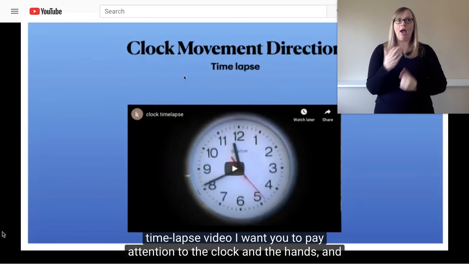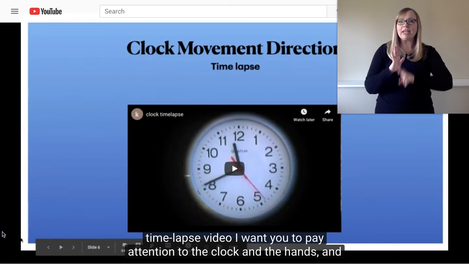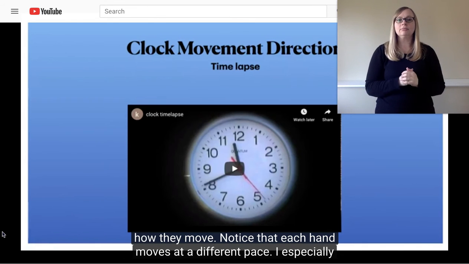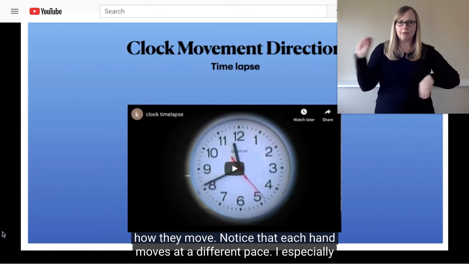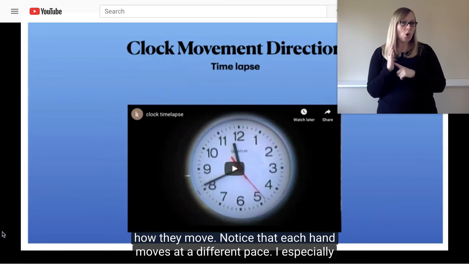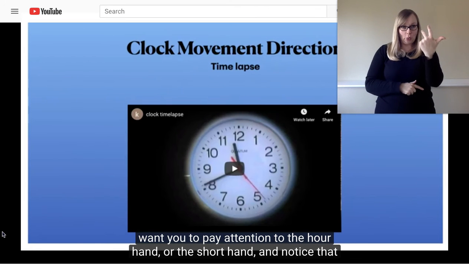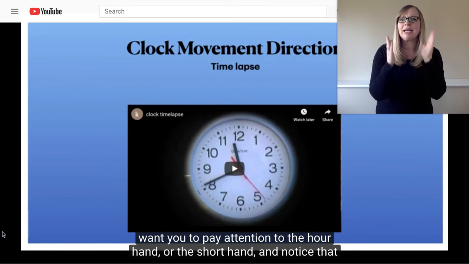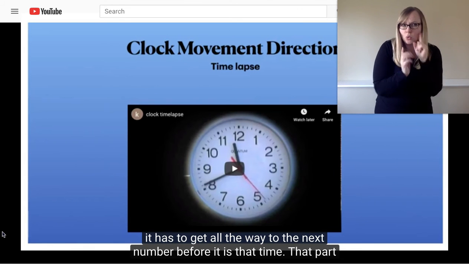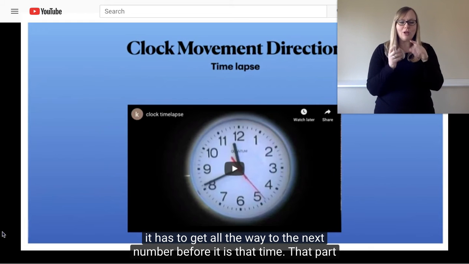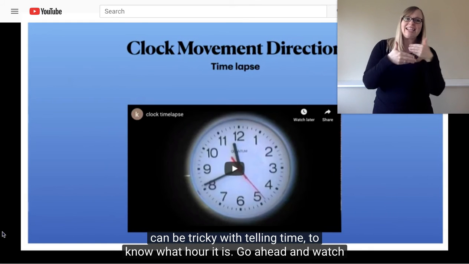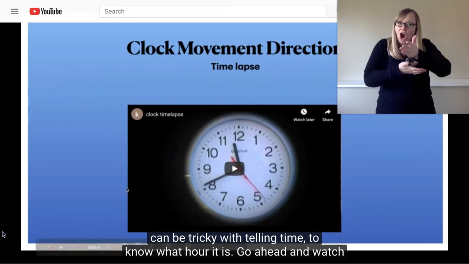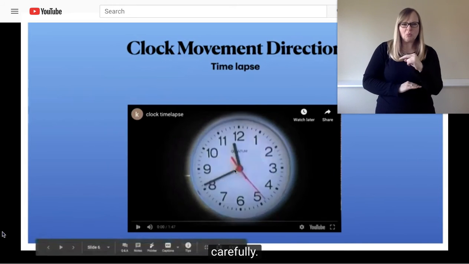Let's watch a quick time-lapse video. I want you to pay attention to the clock and the hands and how they move. Notice that each hand moves at a different pace. I especially want you to pay attention to the hour hand, or the short hand, and notice that it has to get all the way to the next number before it is that time. That part can be tricky with telling time, is to know what hour it is. Go ahead and watch carefully.